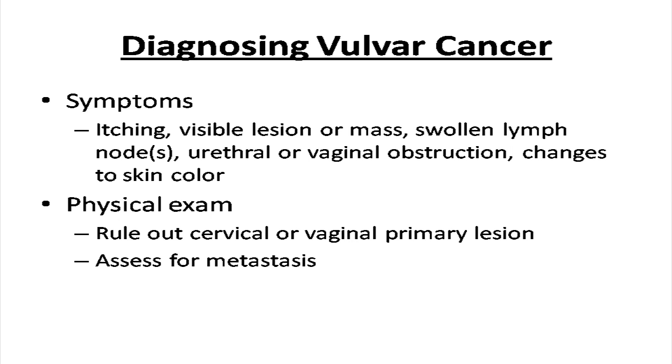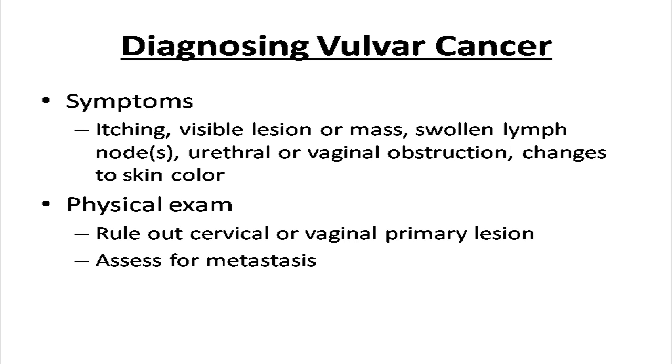How is vulvar cancer diagnosed? Oftentimes, a patient will present with symptoms such as itching. They may recognize a visible lesion or a mass. Sometimes there's a swollen lymph node or multiple lymph nodes in the groin area. Patients with advanced disease or even very localized disease, just with a focal obstruction of the urethra or the vaginal opening. Patients may also recognize changes to the skin color of the vulva that prompts seeking medical attention.